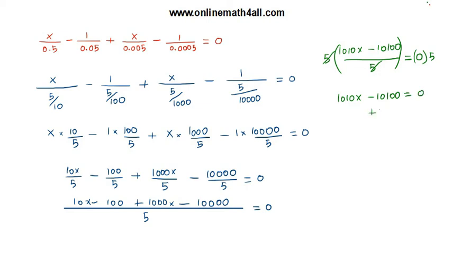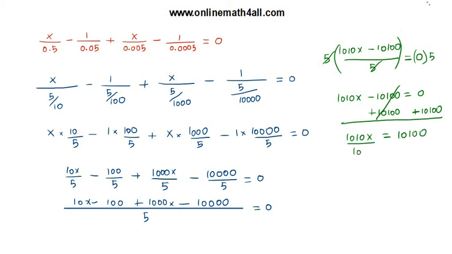Now to solve for x, I have to isolate it. So for that I have to get rid of this negative 10,100. To get rid of this, I am adding 10,100 to both sides. So this negative value and positive value will cancel out. 1010x is equal to 10,100.